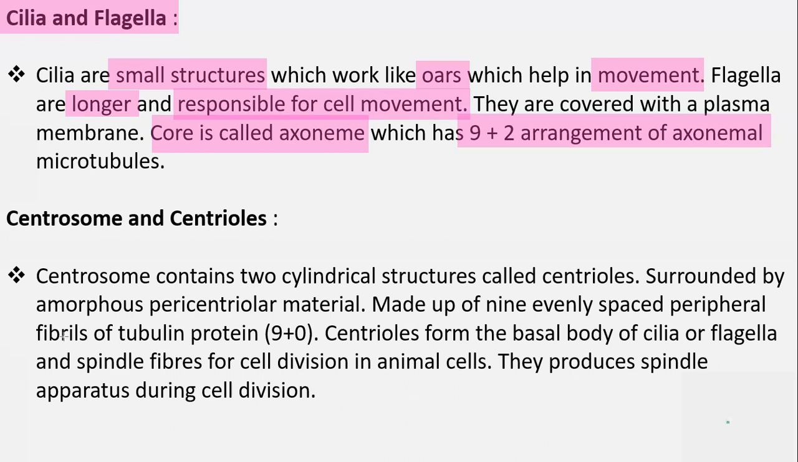Centrosome or centrioles. Next topic. Centrosome contains two cylindrical structures called the centrioles, which are surrounded by an amorphous pericentriolar material. Centrioles are made up of 9 evenly spaced peripheral fibrils of tubulin protein. Centrioles form the basal body of cilia or flagella and spindle fibers for cell division in animal cells. Okay, everyone, is it clear?